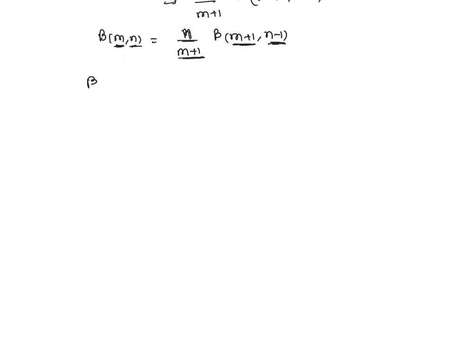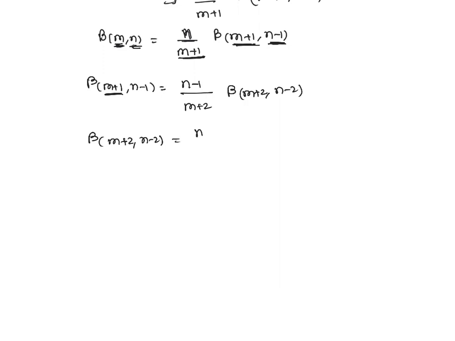Suppose I take beta of m plus 1 comma n minus 1. What will come here? If it is n, then n minus 1, so here will come n minus 1 upon m plus 2, beta of m plus 2 comma n minus 2. Similarly, if I take beta of m plus 2 comma n minus 2, this will come as n minus 2 divided by m plus 3, beta of m plus 3 comma n minus 3.